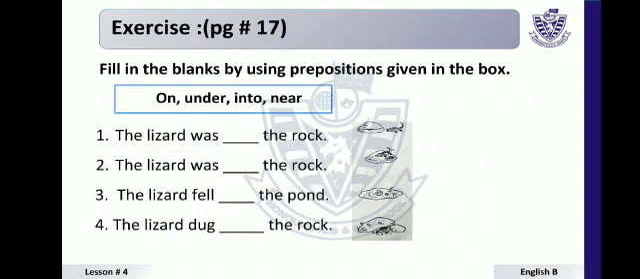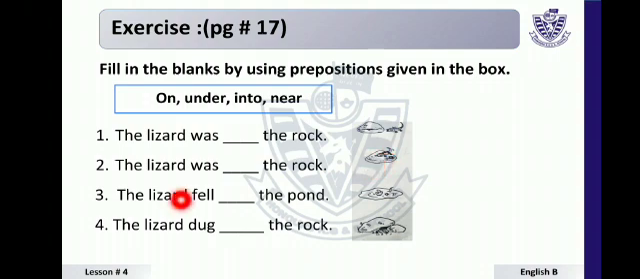Fill in the blanks by using prepositions given in the box. First one is: the lizard was dash the rock. We will write here near. The lizard was near the rock. Next one is: the lizard was dash the rock. We will write here on. The lizard was on the rock.